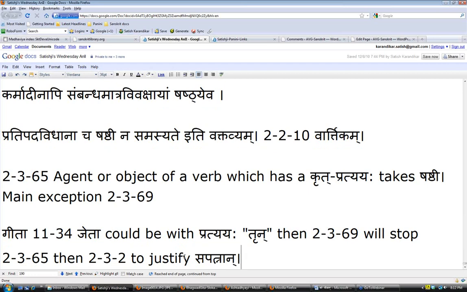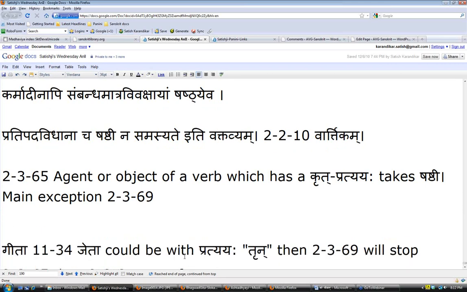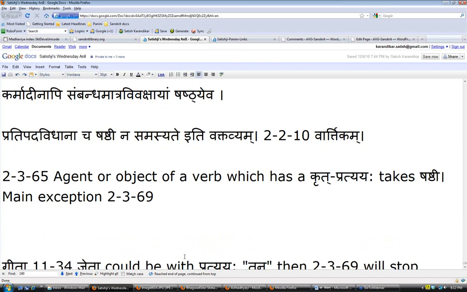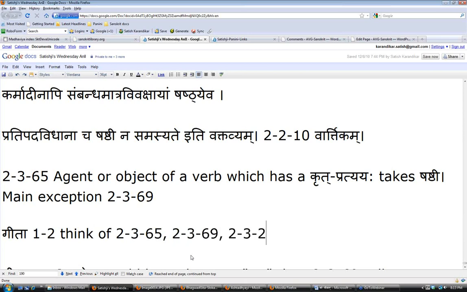Also, we mentioned before that in the very second shloka of Gita, Drishtva tu Pandavanikam Yudhan Duryodhanastada. Right there, please think of 2.365. So Gita, second shloka itself, 1.2. Drishtva tu Pandavanikam Yudhan Duryodhanastada. Think of 2.365, and then you need 2.369, and then you go back to 2.3.2. Okay, so that's the thing.